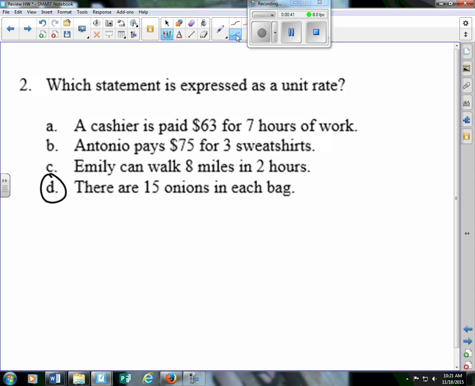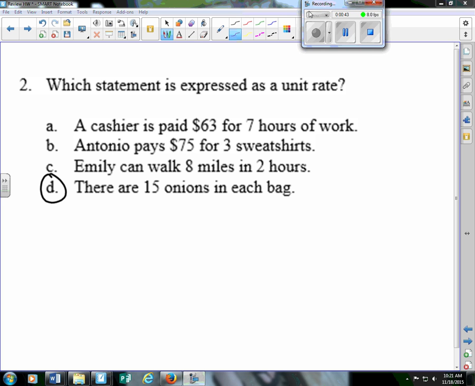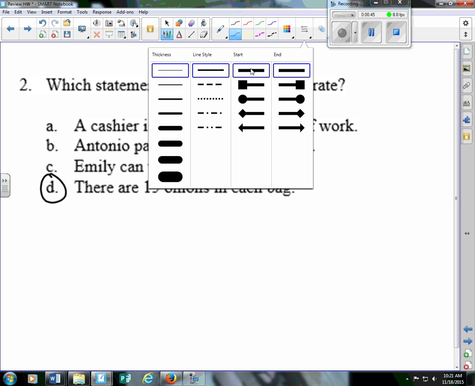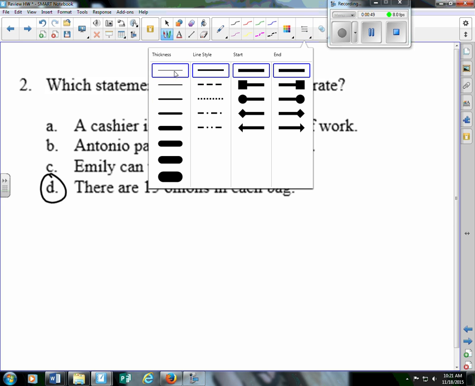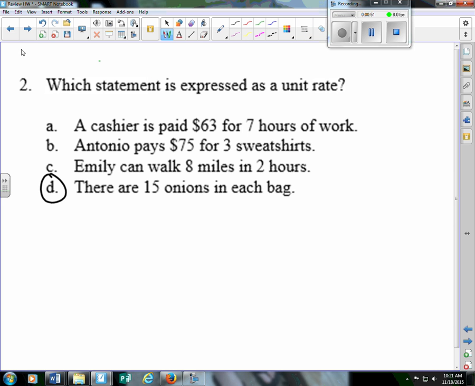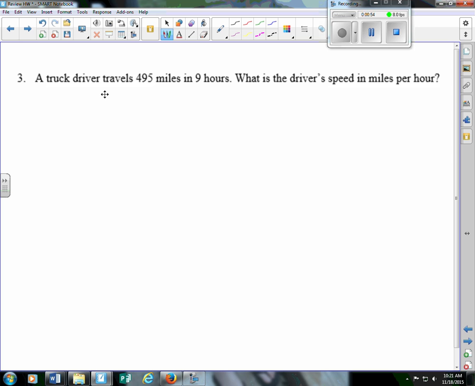Make sure my pen is set up here. Awesome and perfect. All right. Number 3, a truck driver travels 495 miles in 9 hours. What is the driver's speed in miles per hour?